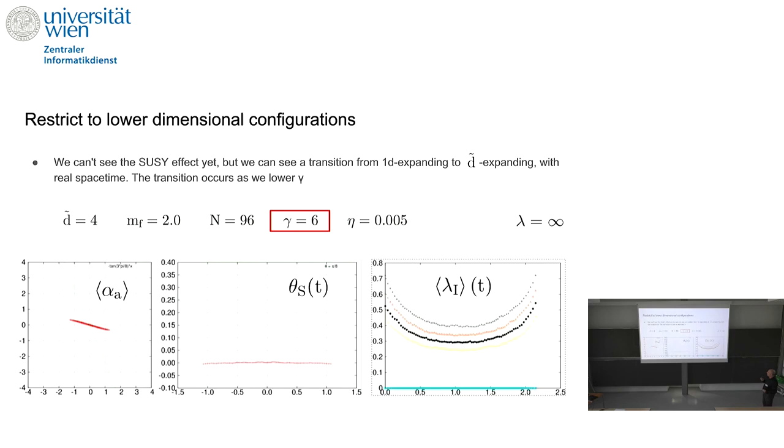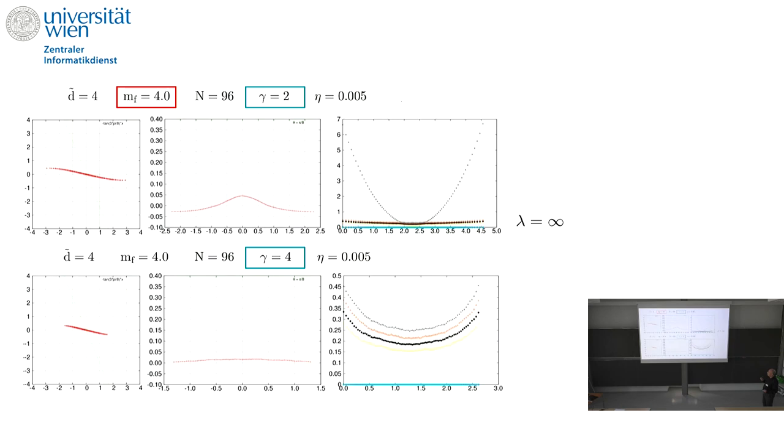Here are also some results for mf equal to 4, which are qualitatively similar. At gamma equal 2, we have a one-dimensional expanding universe, real time, real space. And then when gamma is increased to 4, we have still an expanding real time and real space universe, but which is SO(D~) symmetric.